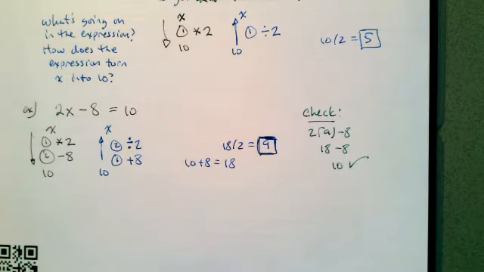Let's suppose that we add some more operations. We're just going to do inverse operations in reverse order. So let's suppose that I had more space on my page, which I don't. So let's suppose that I have an equation that says 2x cubed minus 8 is equal to 10.